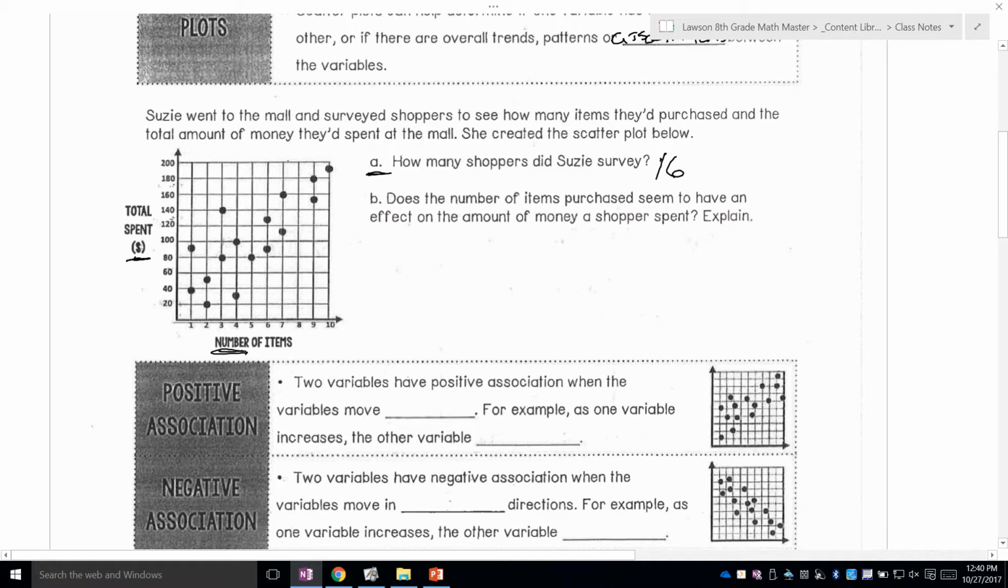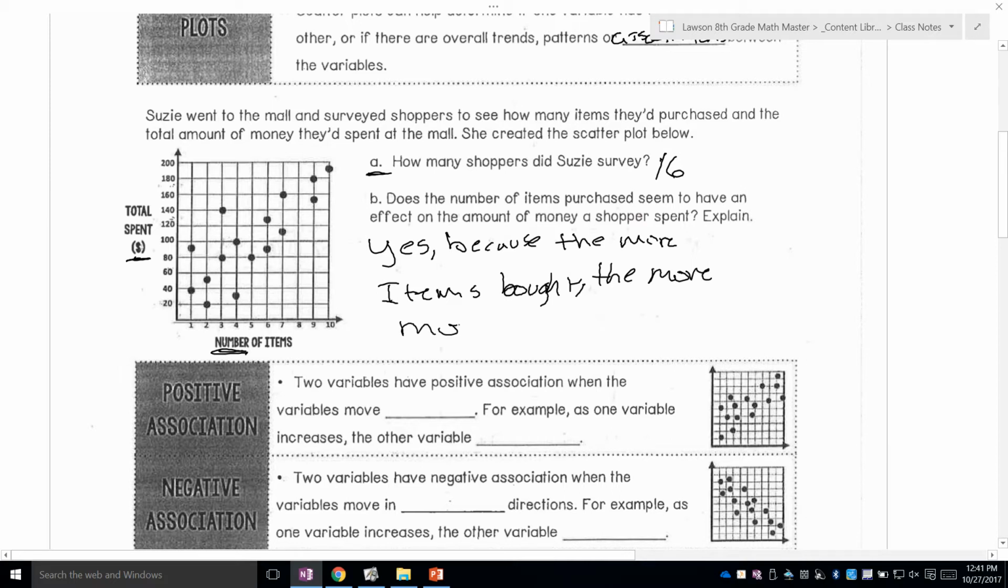So we're going to say over here where it says explain, we'll say yes, because the more items they bought, the more money spent. Right? That makes sense. The more items they bought, the more money they spent.